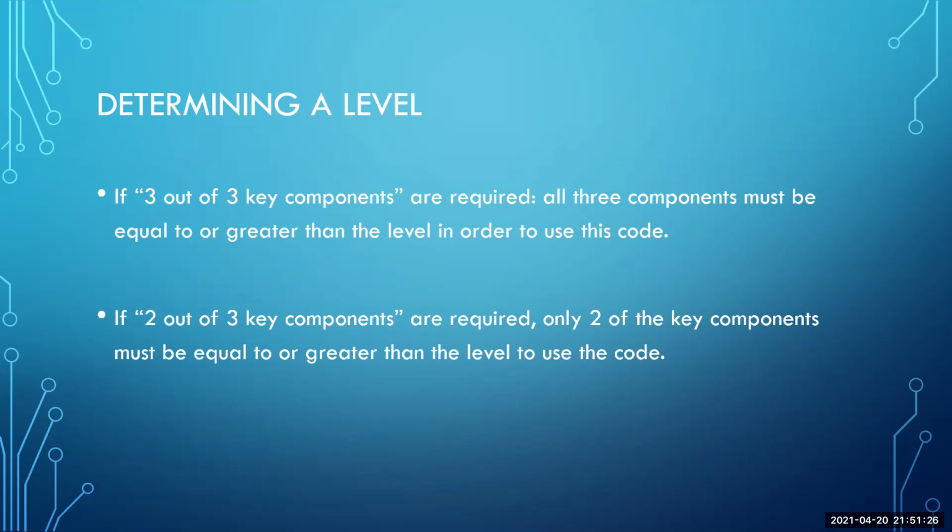So if 3 out of 3 components are required, then all 3 key components must be equal to or greater than the level that's described in that code in order to use that code. If only 2 out of 3 key components are required, then we have a little bit more flexibility, and only 2 have to be equal to or greater than that level in order to use the code.